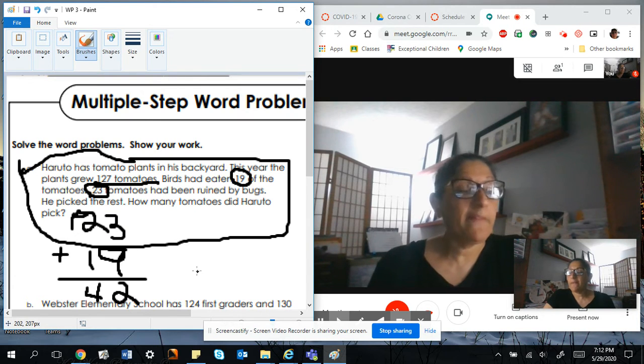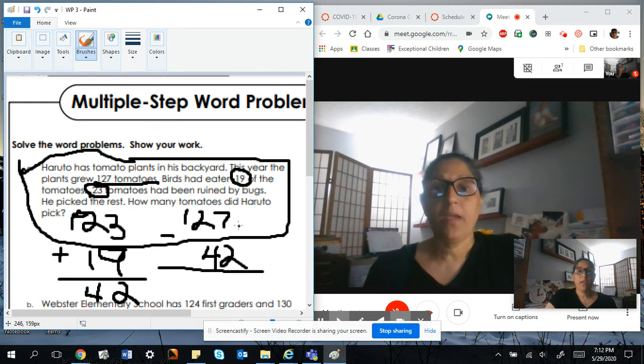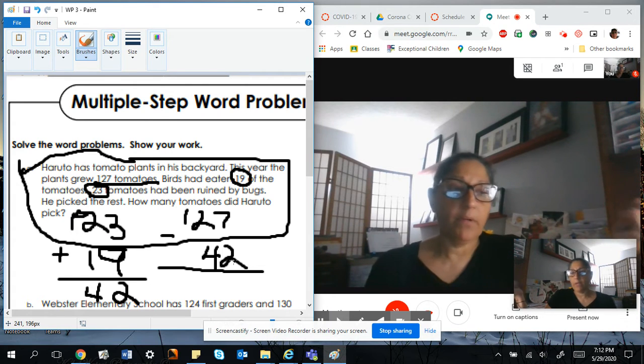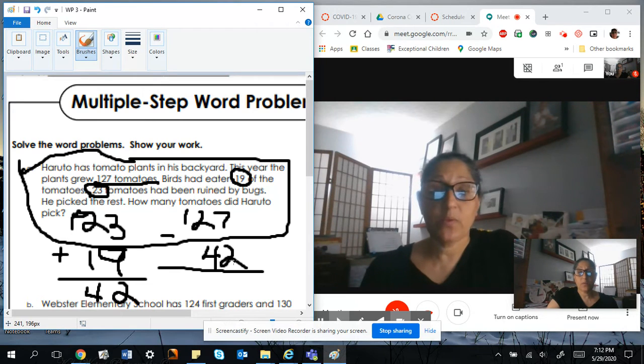Okay, so that's kind of my first step. Then my second step is I know I started out with 127. So I would write 127, and I'm going to subtract. I'm going to take away 42 because that's how many tomatoes were ruined between the birds and the bugs. And then you subtract. If I have 7 and I take 2 away, I can count up from 2. So I'm going to say 2, 3, 4, 5, 6, 7. So I can do 5. I'm going to write 5 here.